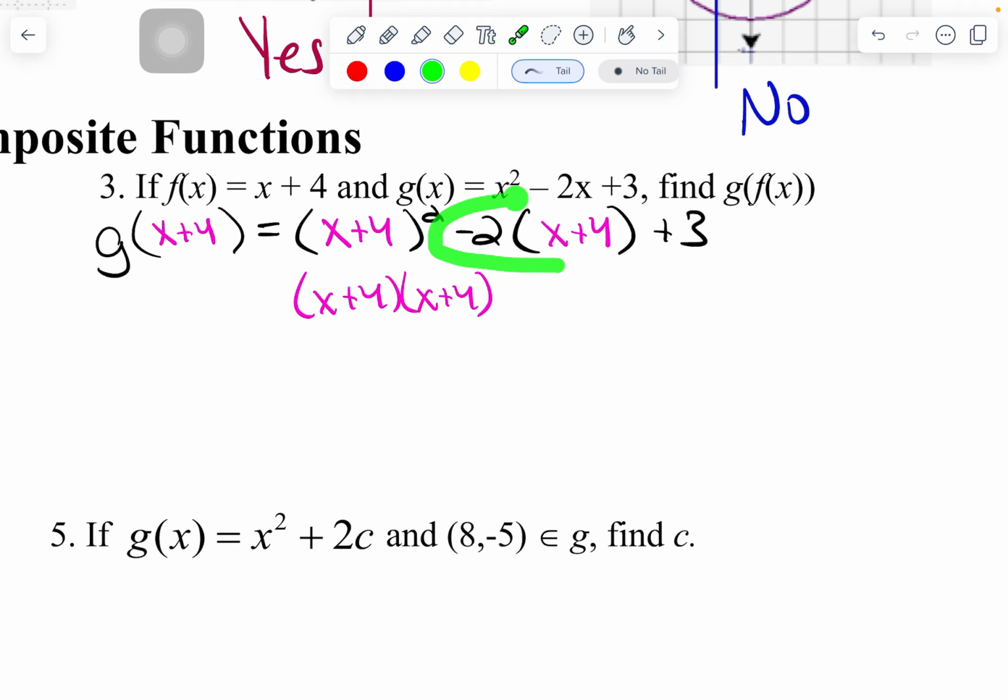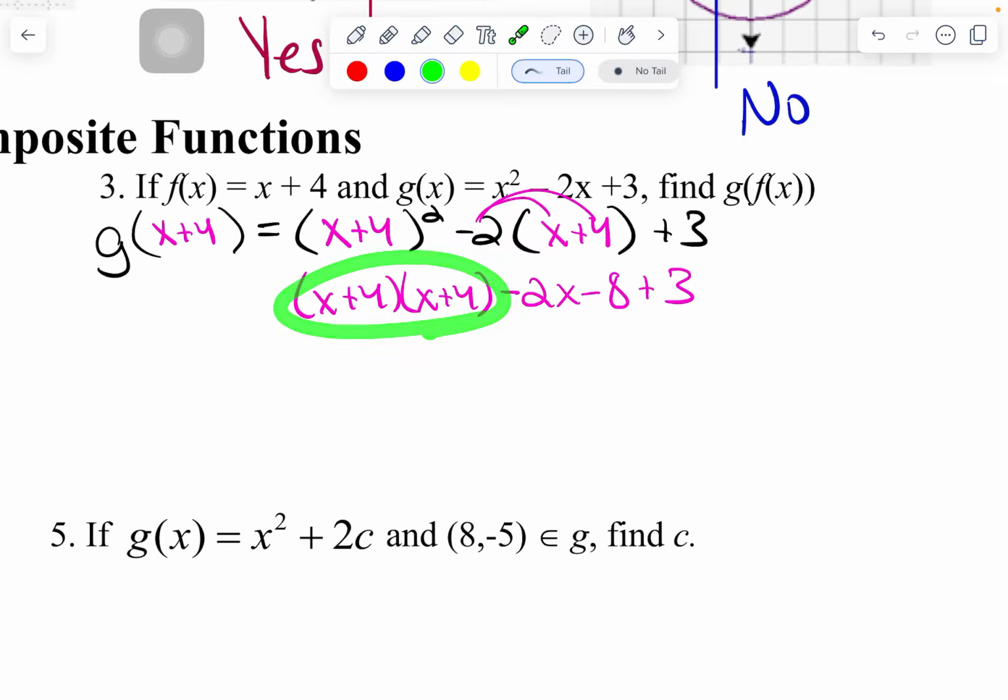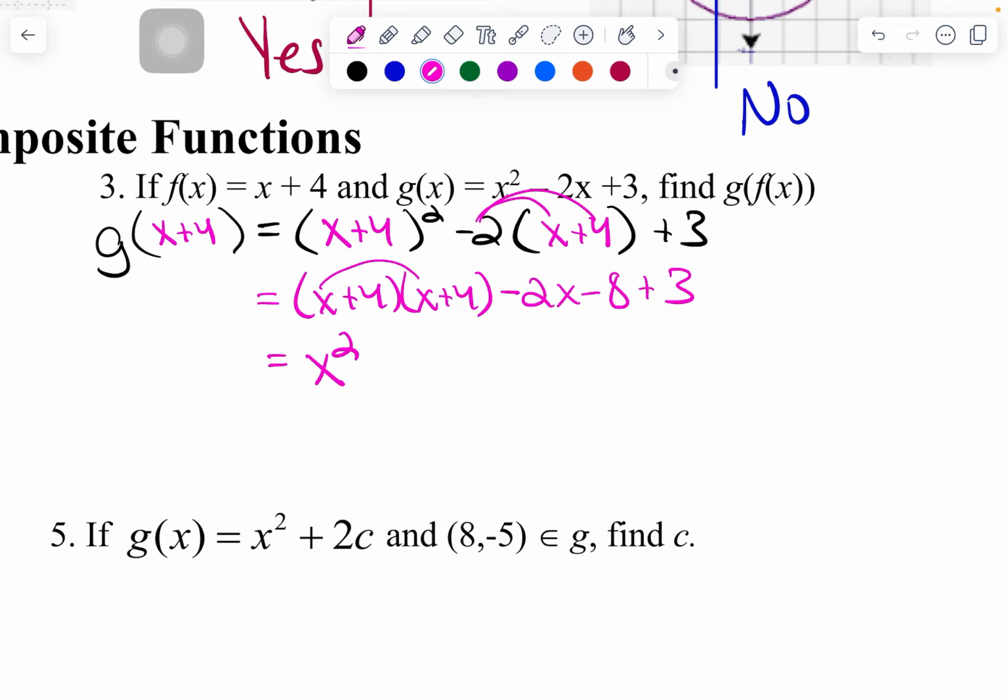To simplify this next step, I'm going to fully distribute. So negative 2 times x, so negative 2x. Negative 2 times 4 is negative 8. So I'm going to keep that plus 3. And then I want to simplify, right, multiply out that first part. So again, fully distributing. If you use little arc marks, great. I'm a visual person. I like it. It also helps me remember that I've done all the multiplication.